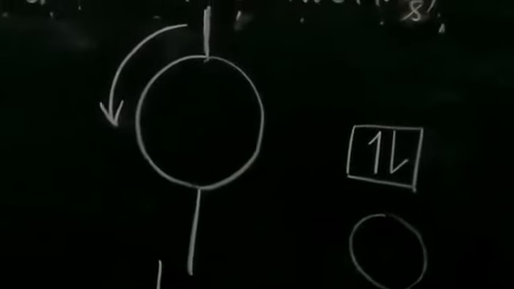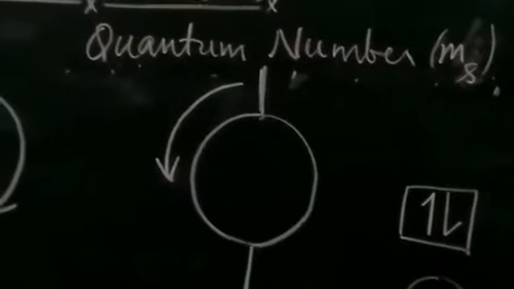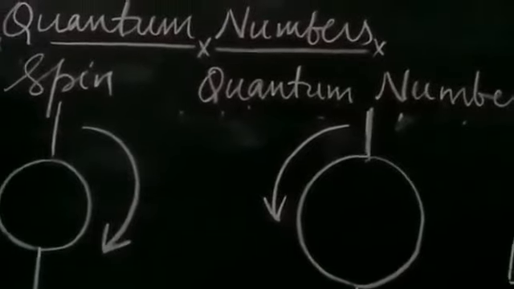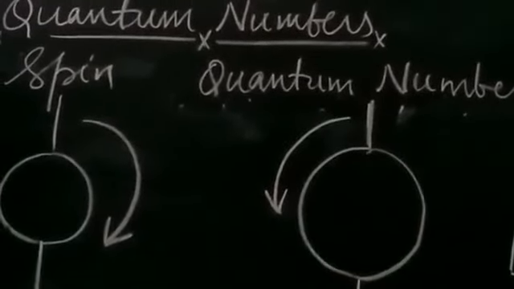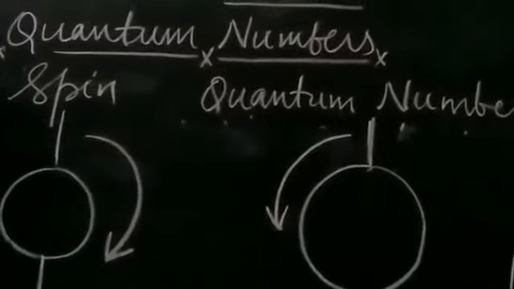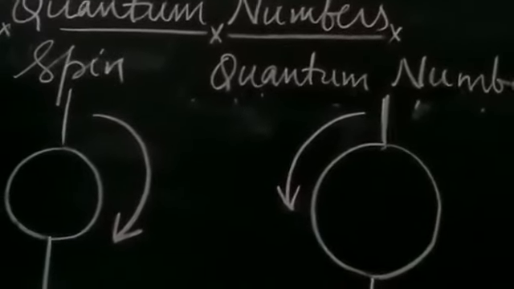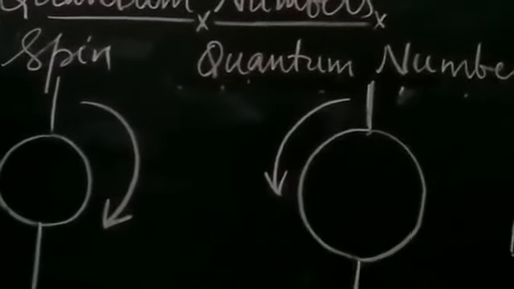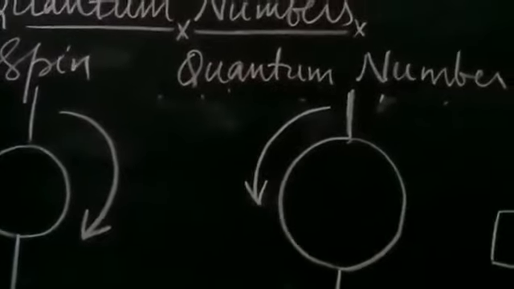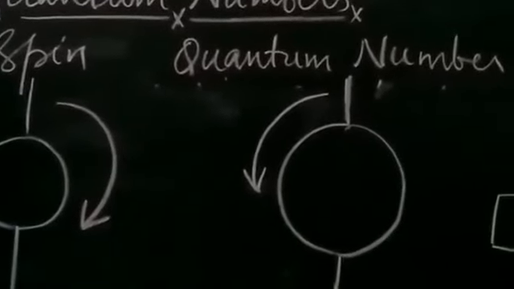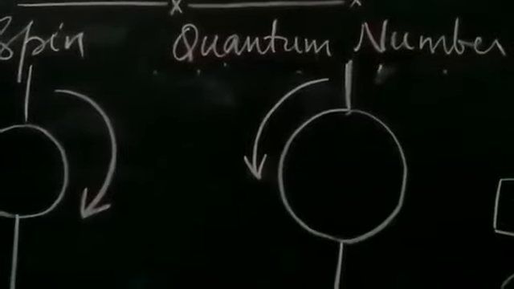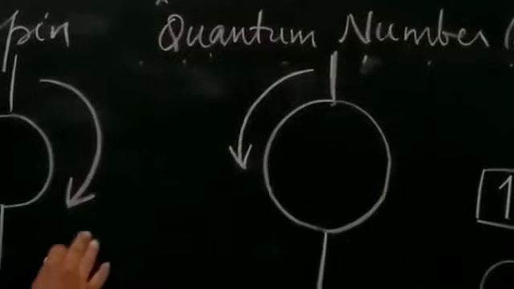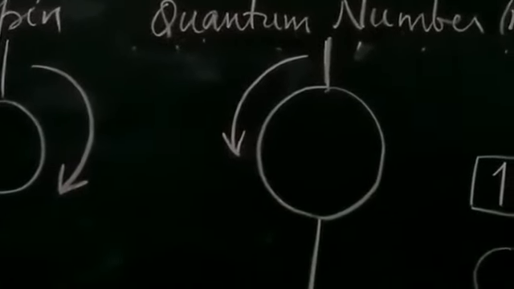So here we have completed the quantum numbers. Quantum numbers designate or help us to locate the position of an electron in an atom. To locate the position of an electron in an atom, we have got these quantum numbers. First is the principal quantum number, indicating the shell number or the energy level. Then we have the azimuthal or subsidiary quantum number, which indicates the subshell, or we can say the shape of the region where the electrons will be present.